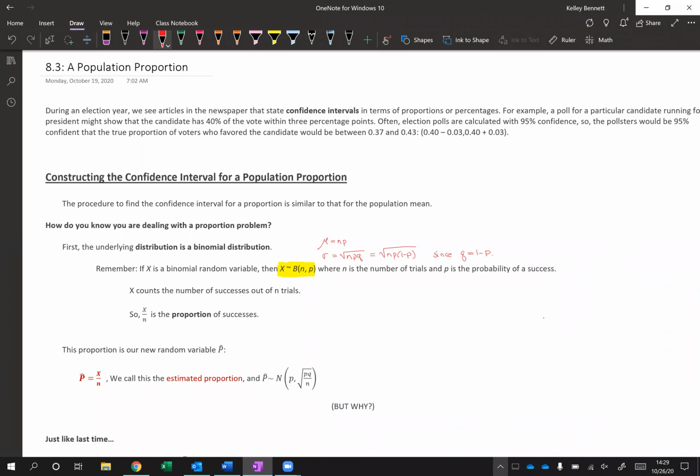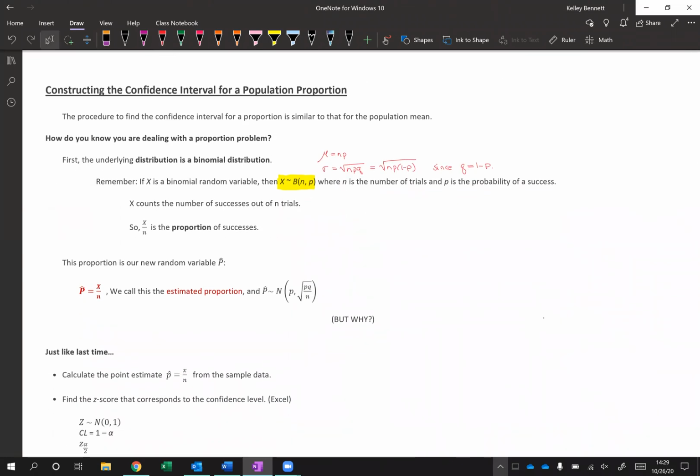So as before, when we wanted to go from a population into a sampling distribution, we have to figure out how we're going to transform our mean and our standard deviation from the population. For us, we know our mean is np, we know our standard deviation is root npq. To convert a count into a proportion, all we're going to do is take x and divide it by n, right?